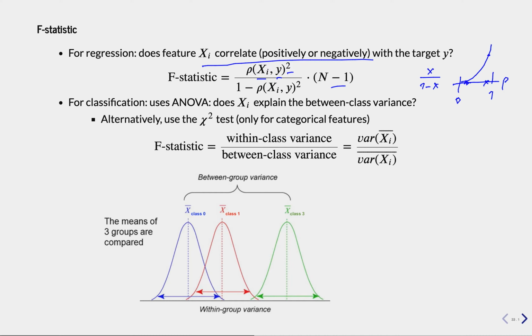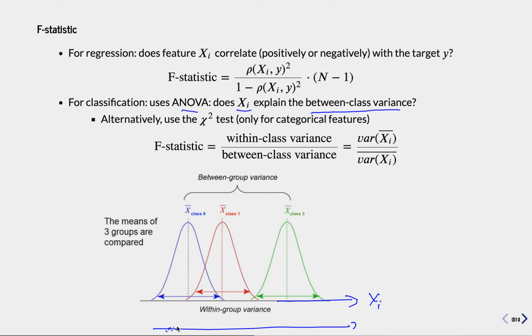For classification, we do something called ANOVA, or analysis of variance, which you've probably seen before. It's a quite simple technique, and basically what it does, it looks whether feature xi can explain the observed between-class variance. So what does it mean? So say that we have a numeric feature xi here, and there are some data points on xi, right? So it has some data points, and some of these data points correspond to class 1, some of them correspond to class 2, some of them correspond to class 3, and then we look at all the points for class 1.